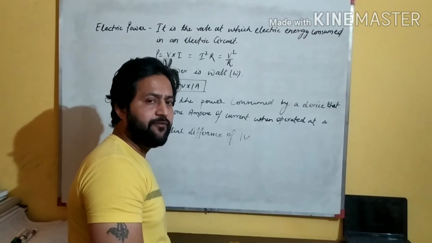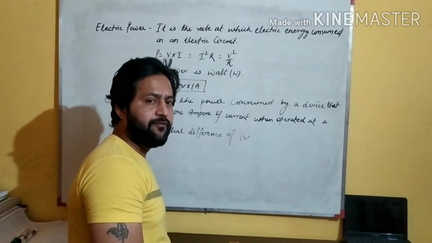Right? 1 watt power consumed कब होगी? जब potential difference 1 volt होगा और current मेरा 1 ampere होगा. Right? So power is said to be 1 watt when potential difference across the terminal is 1 volt and current flowing in that circuit is 1 ampere. Then power is said to be 1 watt.